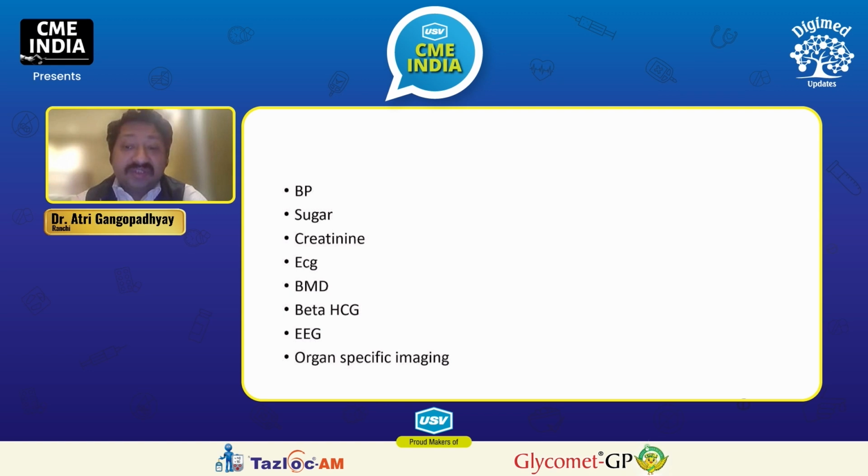ECG, cardiac function, we need a machine. Bone mineral density, bone health, we need a machine. Presence or absence of pregnancy, beta HCG, we need to measure it. Brain related action, EEG, we need to measure it. Various organ specific imaging: how are the gallbladder, how are the kidneys, how are the eyes, we need to measure it. So we cannot measure any organ function, and we cannot measure the difference between health and disease, without all these machines.